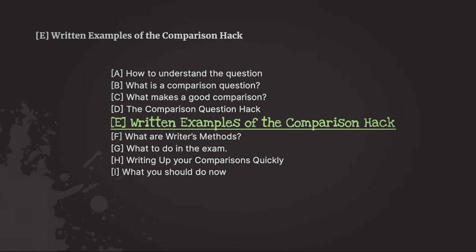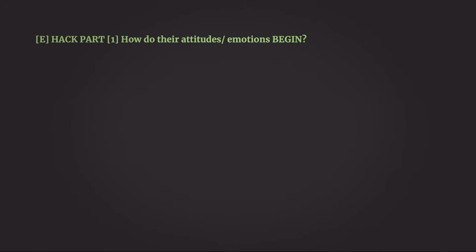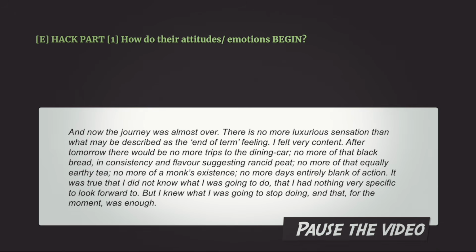Section E, written examples of the comparison hack. Now let's look at each part of the question 4 hack in action. Right, hack part 1. How do their attitudes and emotions begin? Look for each writer's thoughts at the beginning of the text. They'll either be positive or negative. Okay, quickly pause this video and read the beginning of source A.